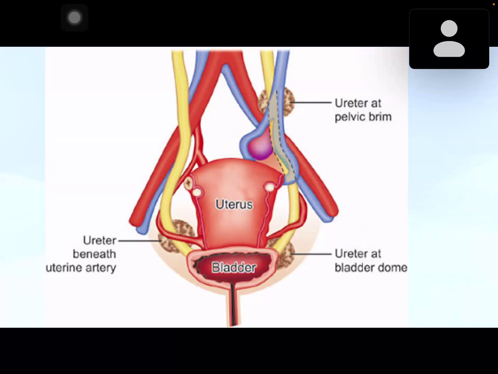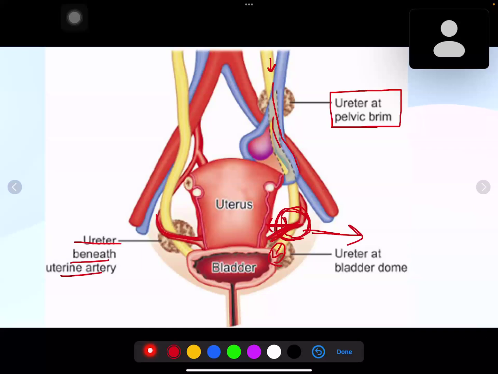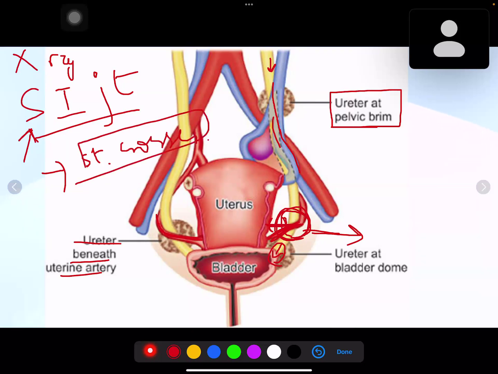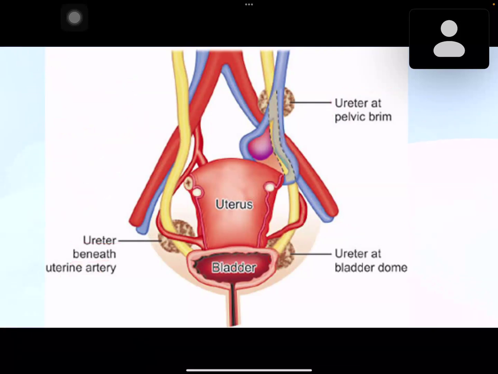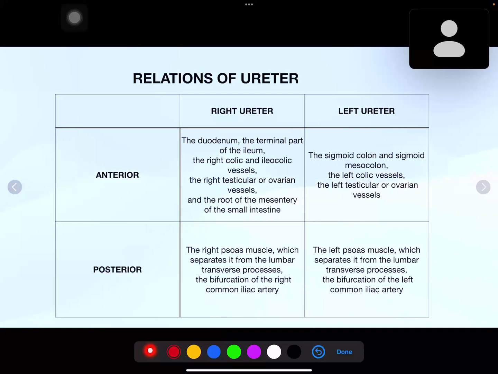In previous exams, they asked about the ureter relation. One time they gave an X-ray of the sacroiliac joint, and they can ask you what structure crosses this joint. Because at this joint the common iliac artery bifurcates, the ureter crosses this joint. So that is how they ask in the exam as well. So these are the relations of the ureter, and again they are very important.